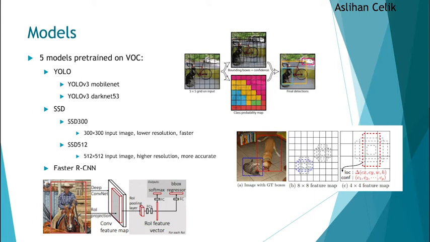SSD uses a single deep neural network. Both SSD 300 and SSD 512 are based on SSD model. They differ in backbone. For example, in SSD 300, VGG model is replaced by the ResNet 50 model. And lastly, the Faster RCNN model depends on the region proposal algorithm.